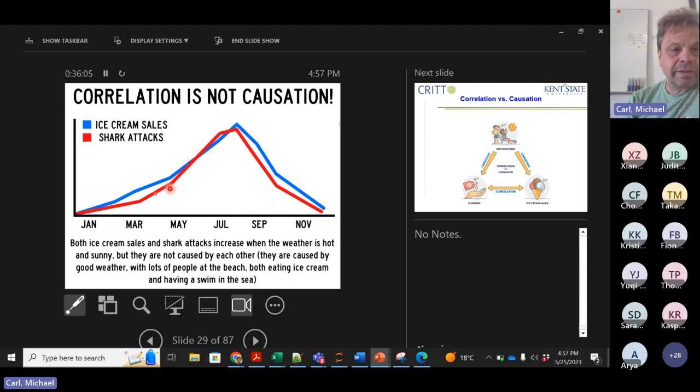But here, this example is that both ice cream sales and shark attacks increase when the weather is hot and sunny, but they are not caused by each other. They are caused by good weather, with lots of people on the beach, both eating ice cream and having a swim in the sea. So ice cream eating and shark attacks are not causally related, but there's a very strong correlation, as you can see here on this graph.